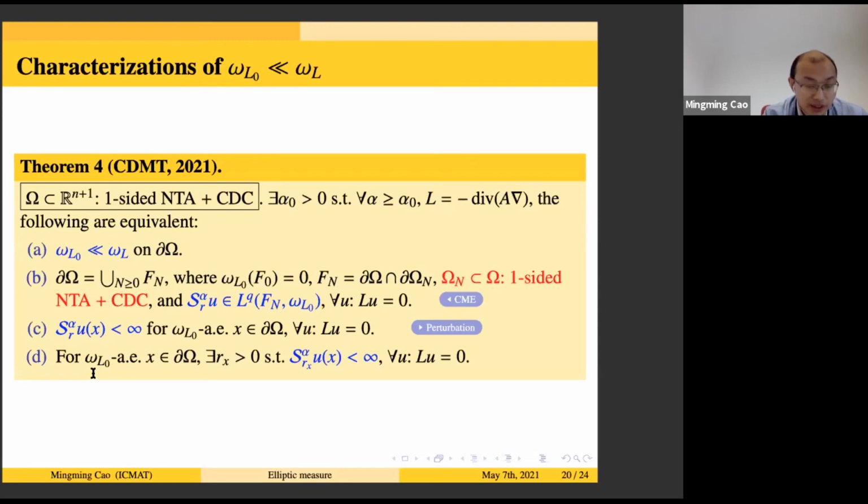The last one is also the finiteness of the truncated square function. But here, R depends on X. Okay, this is the characterization of omega 0 with respect to omega 0 being absolutely continuous with respect to omega L.